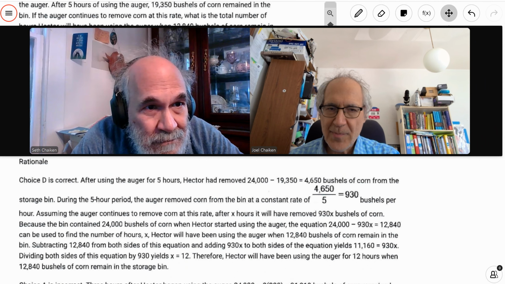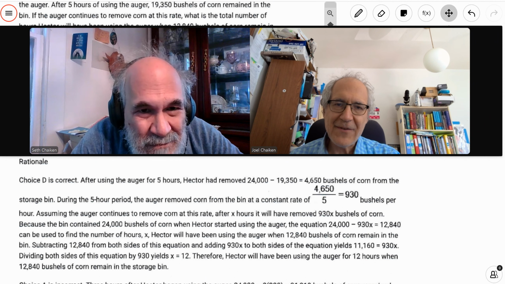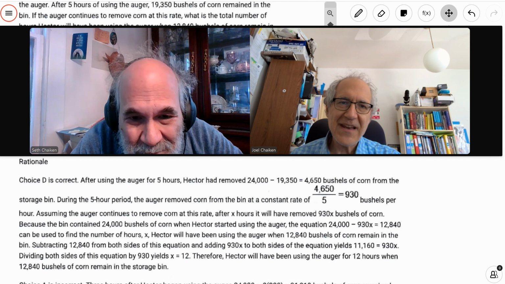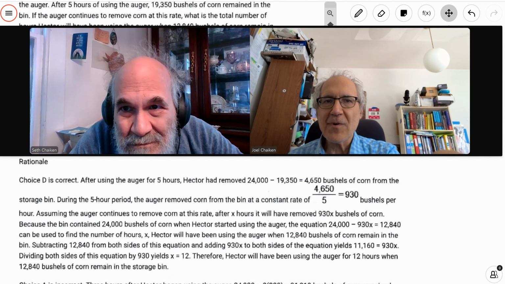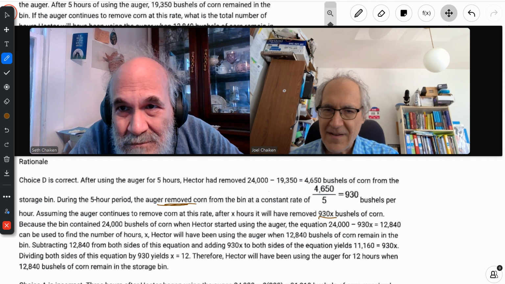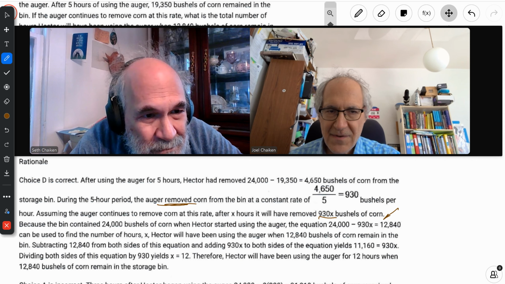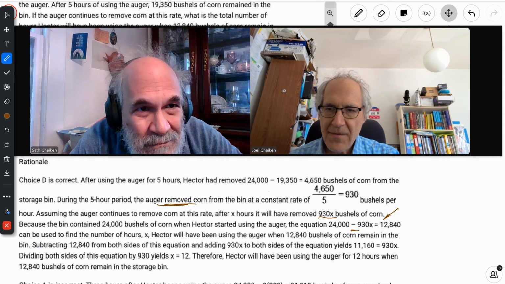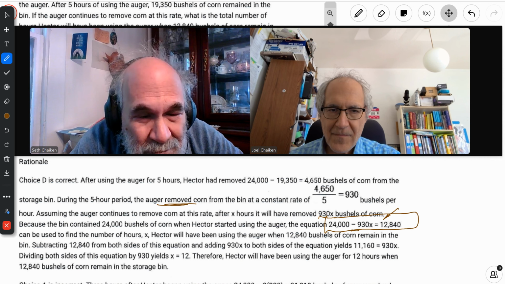Okay, so this is how they do it. They get the slope, the amount removed, the constant rate of removal. It's a negative, but they don't use a negative. They say removal, and removal means going down, so they don't need the negative sign. They continue: after x hours, you will have removed this. So then this is the equation we had before. Notice that they added the negative sign there. And then you solve for x, which is exactly what we did.